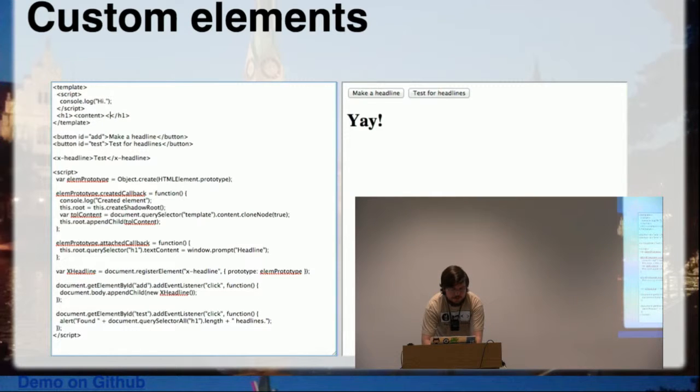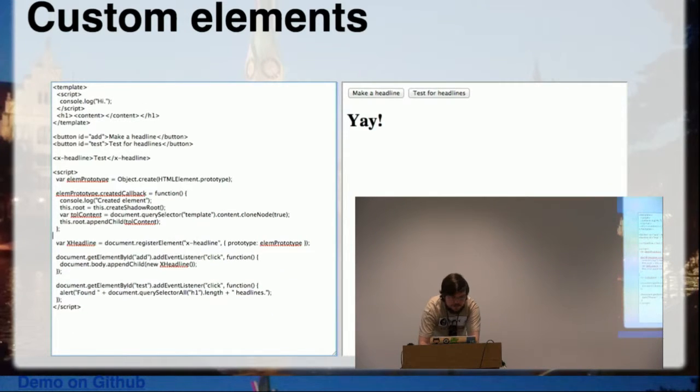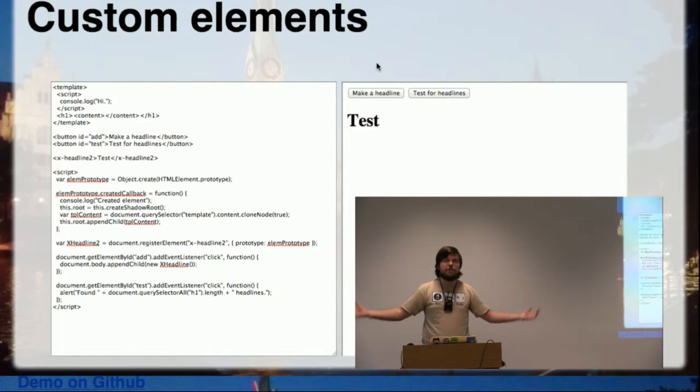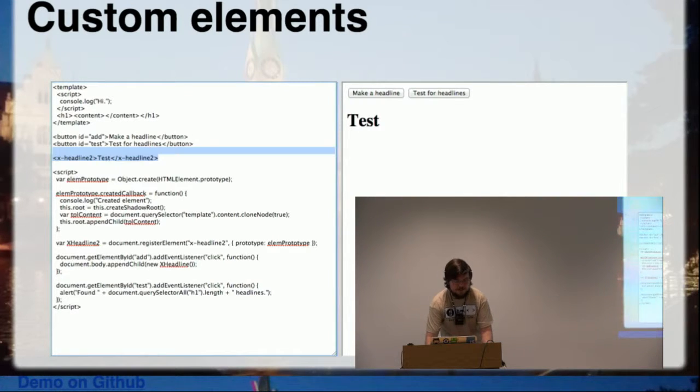Well, I use the content tag that is part of the shadow DOM specification inside here, and I just remove the attached callback because I don't need it. And now that's a problem with the demos because they are reloading, but the browser actually has registered the element already, so I need to change that into xHeadline2, and I make this an xHeadline2, and I refresh, et voila, it works.